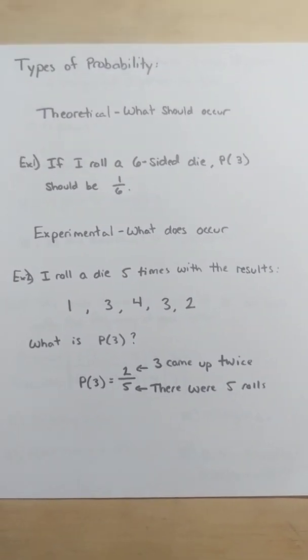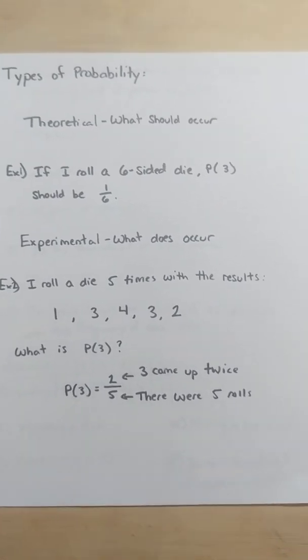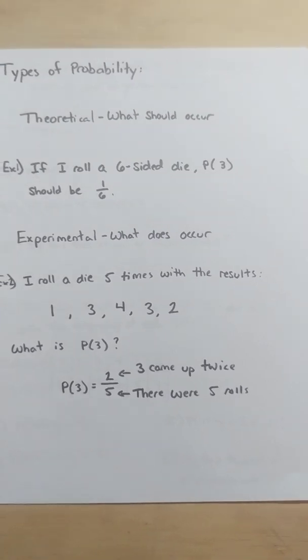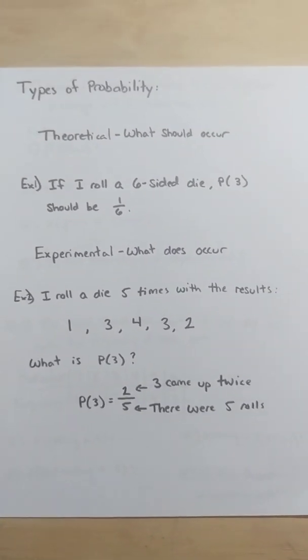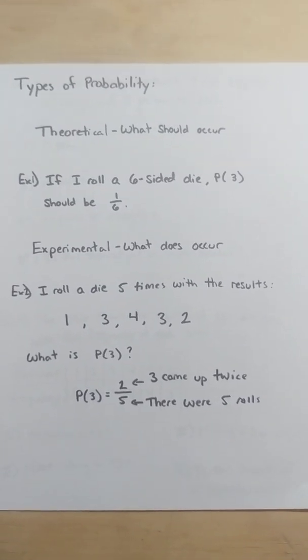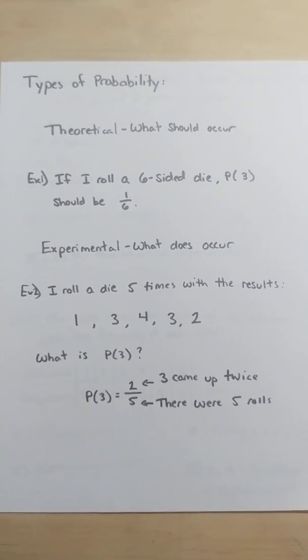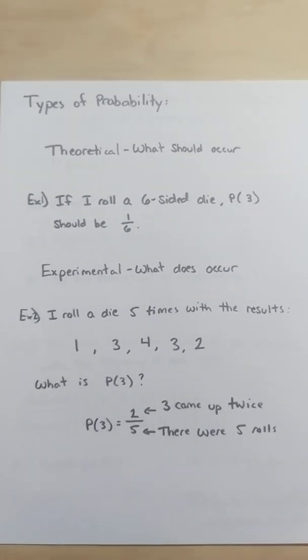The other type of probability is experimental probability. So that's what actually does occur. It doesn't matter what the fates say should happen. Like if you flip a coin, it should be a 50-50 shot. Experimental is what actually occurs. So let's say I roll that same 6-sided die 5 times with the results of 1, 3, 4, 3, and 2. Meaning I rolled the die and a 1 came up, a 3 came up, a 4, a 3, and a 2 came up.